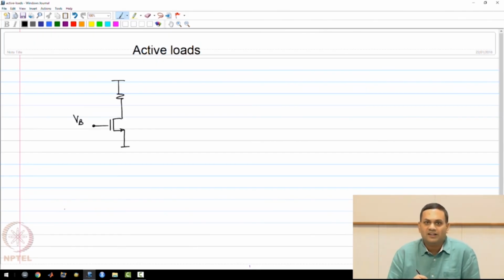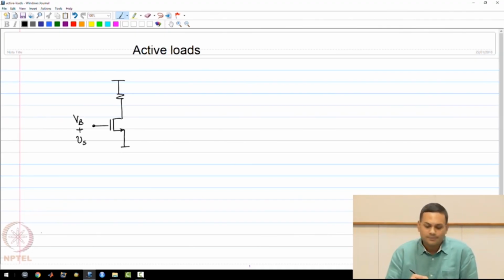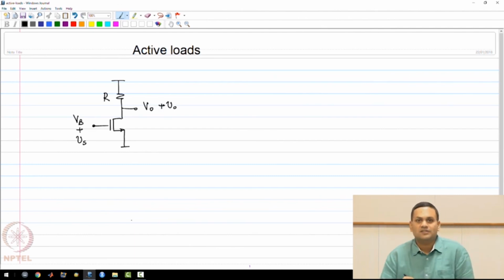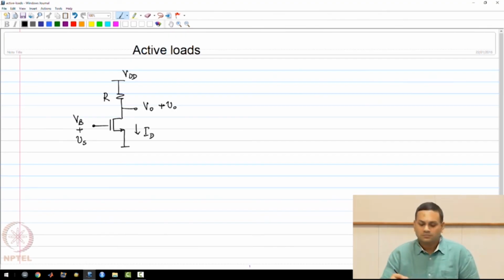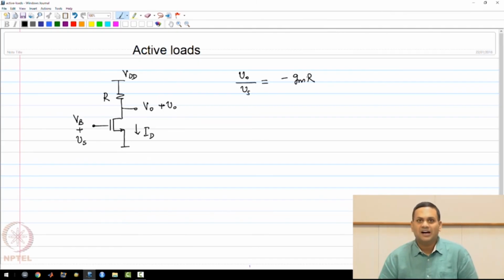So you will need a bias voltage VB at the gate of the transistor, and the small signal is also applied here. The output is of course taken at the drain, so maybe I'll call this, the DC voltage is capital VO plus the AC voltage is small vo. So we know that the gain of this circuit, vo by vs, is minus gm R.